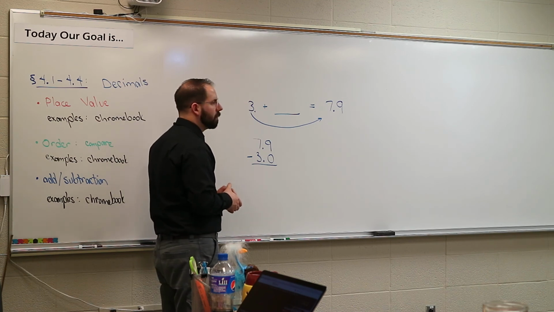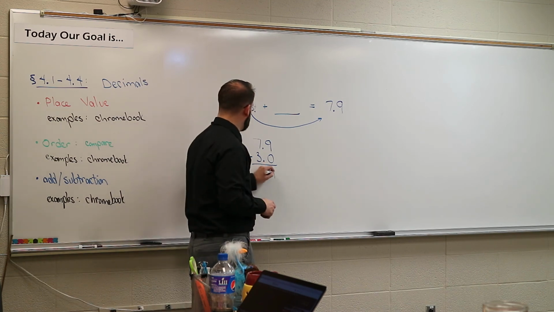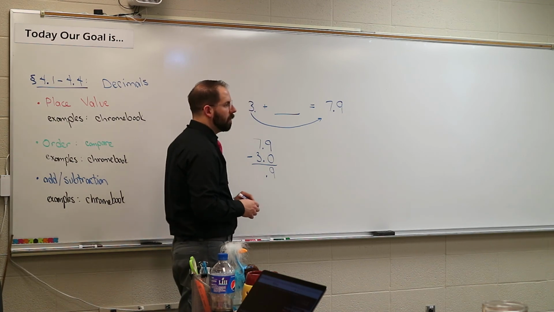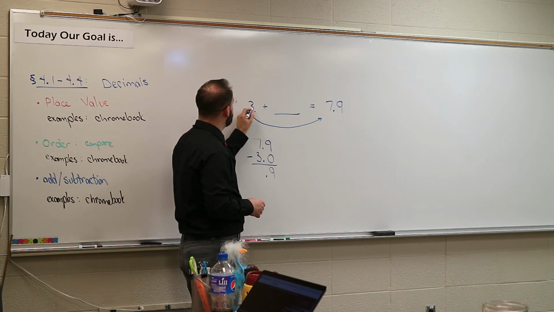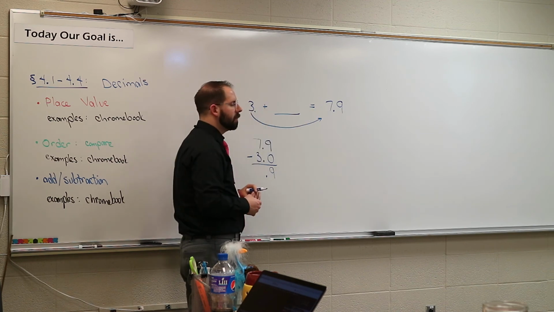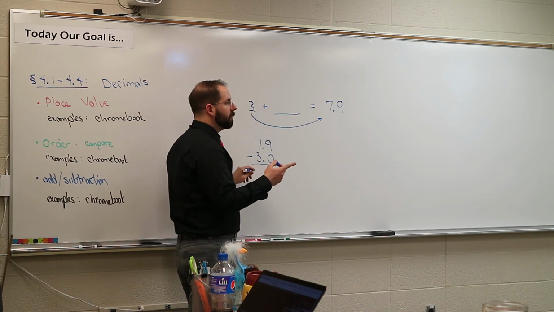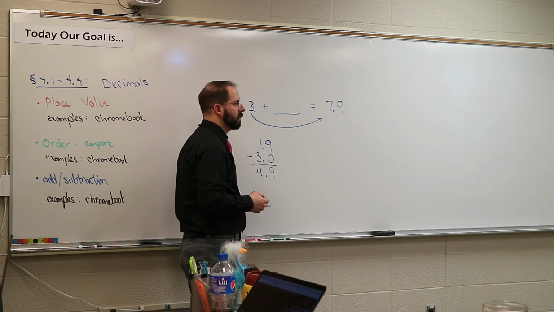That would just be 4.9. What if it's 3.8 plus blank equals 7.7? Yeah, you'll subtract the 3.8 over. And so what was your front one? 4. Boom, done. That's your answer.